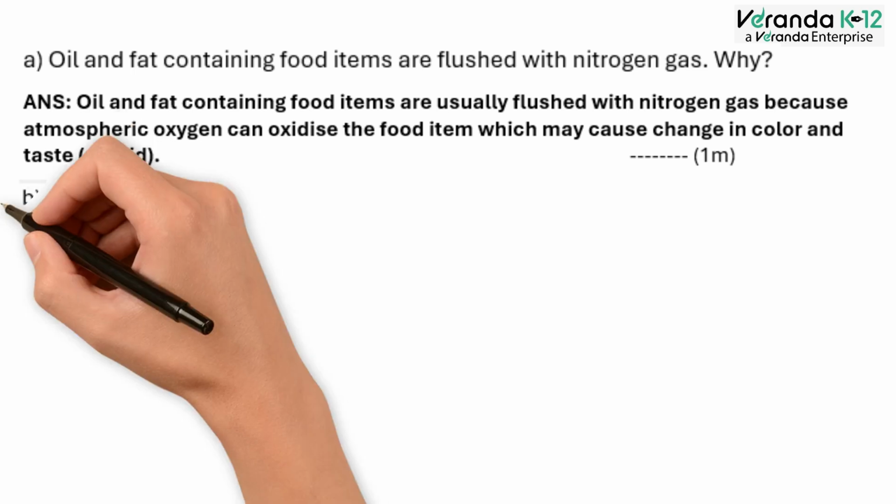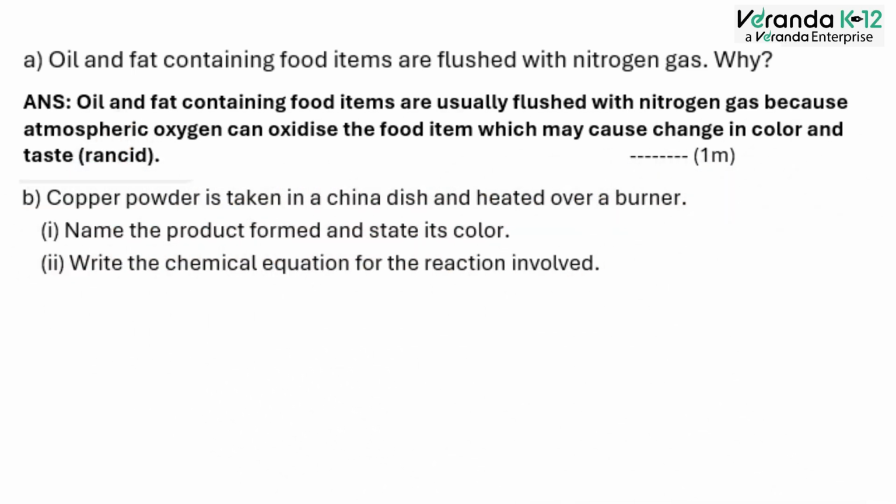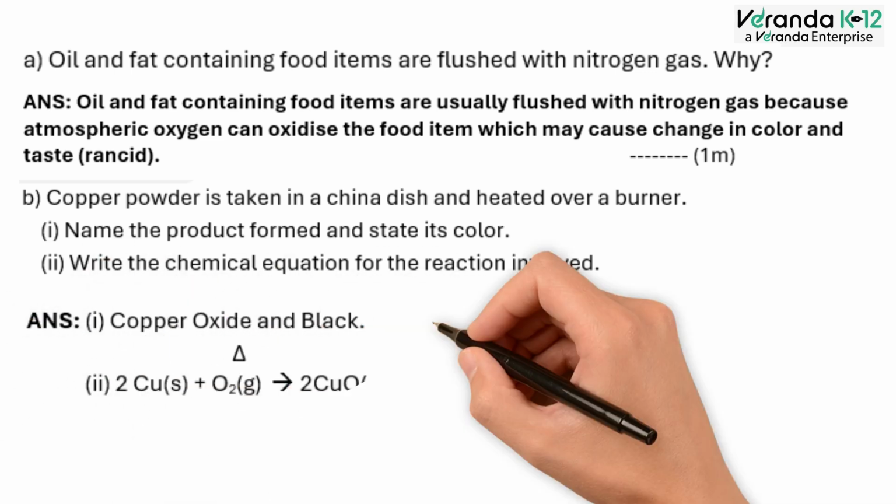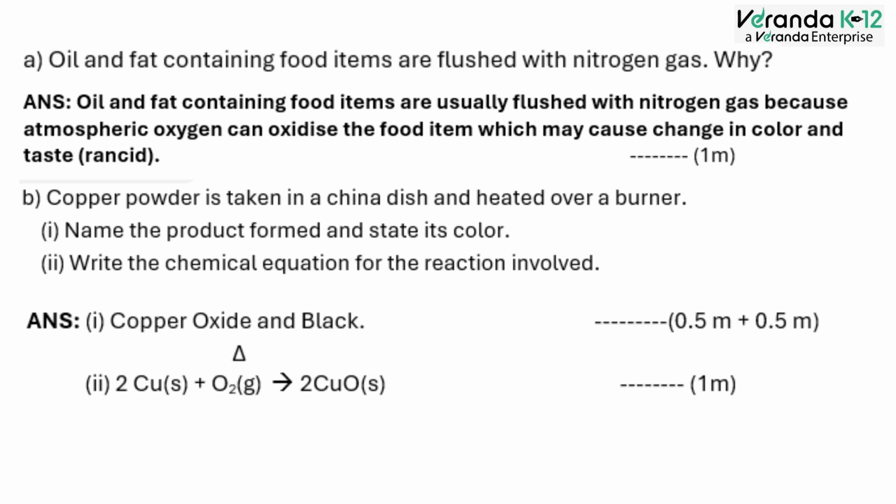B. Copper powder is taken in a china dish and heated over a burner. First, name the product formed and state its color. Second, write the chemical equation for the reaction involved. Solution. When copper is heated in presence of oxygen, the oxygen is added to copper and copper oxide is formed. Copper is oxidized to copper oxide, so the brown color of copper is changed to black color. The chemical equation is 2Cu plus O2 gives 2CuO.